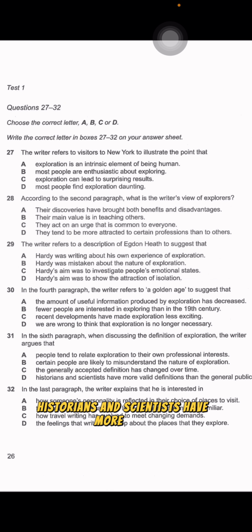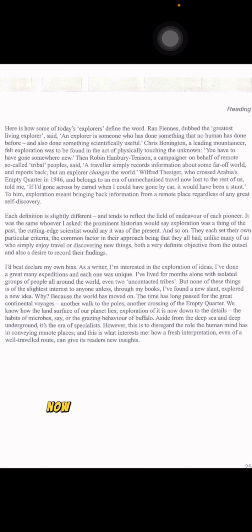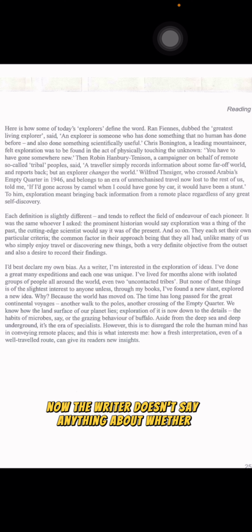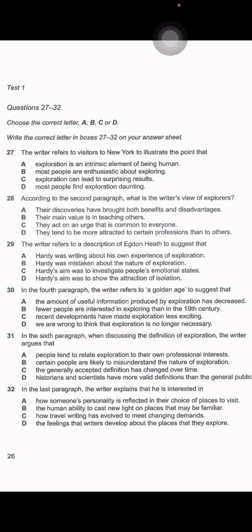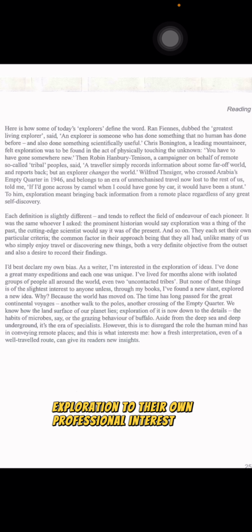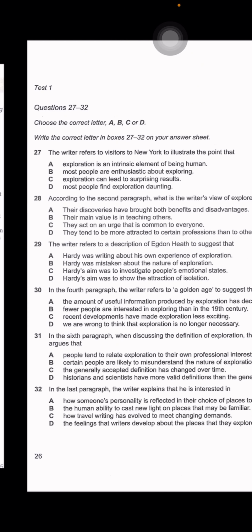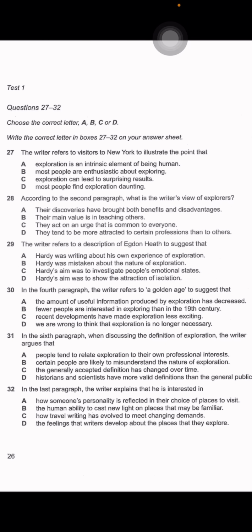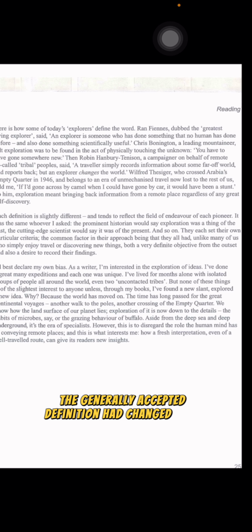Historians and scientists have more valid definitions than the general public. No, the writer doesn't say anything about whether historians or scientists have more valid definitions. People tend to relate exploration to their own professional interest. Yes, that may be. Certain people are likely to misunderstand the nature of exploration. It doesn't say anything about whether certain people are likely to understand or misunderstand the nature of exploration. So, options B and D are absolutely wrong. The generally accepted definition has changed over time.